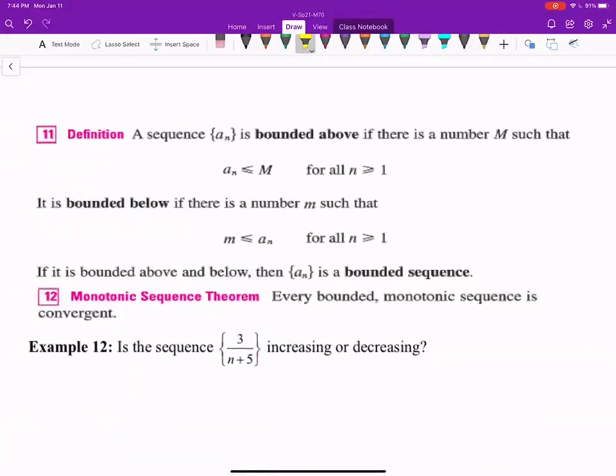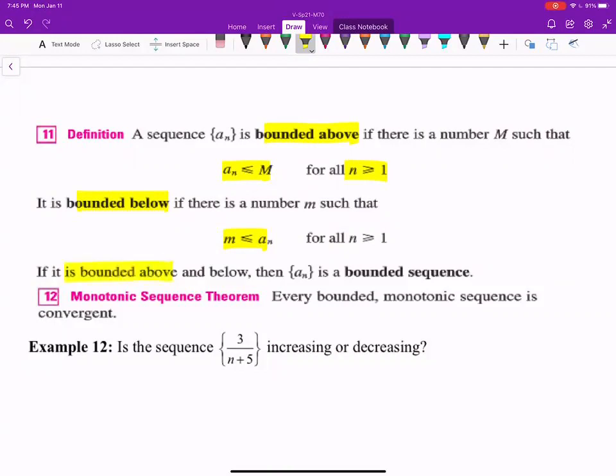A sequence a_n is bounded above if there is a number m such that a_n is less than or equal to m for all n more than or equal to 1. That means a_n is less than or equal to some quantity for all n more than or equal to 1. It's bounded below if there is a number m such that m is smaller than or equal to a_n for all n more than or equal to 1.